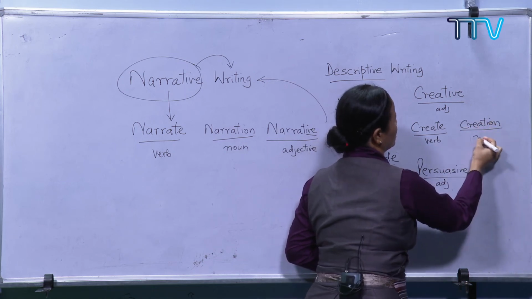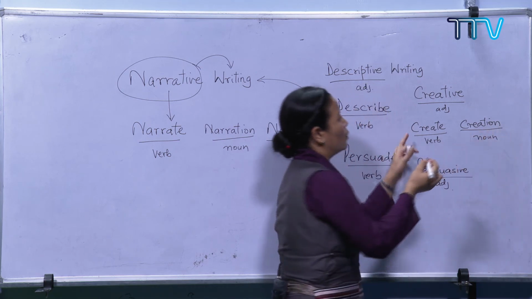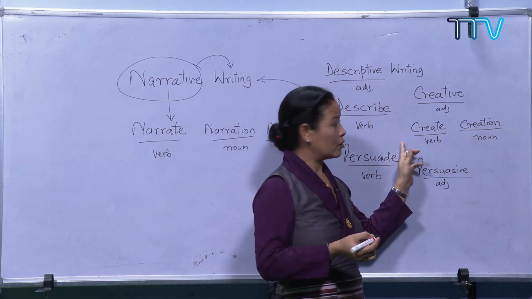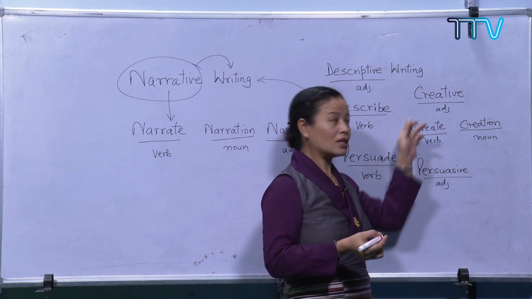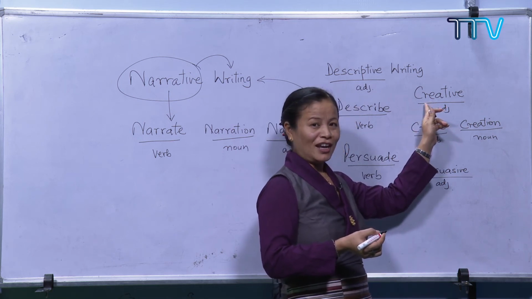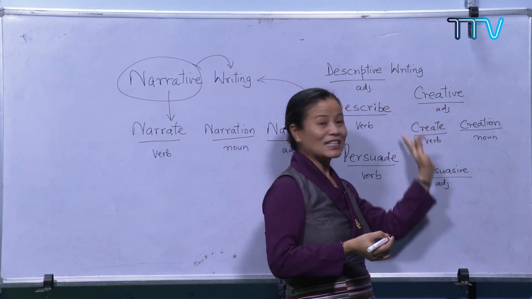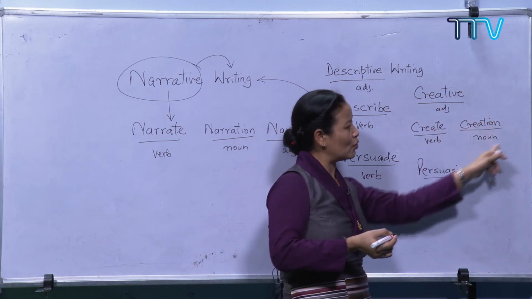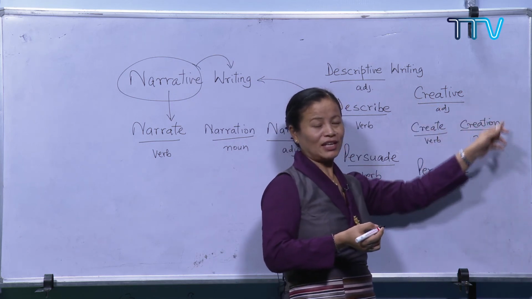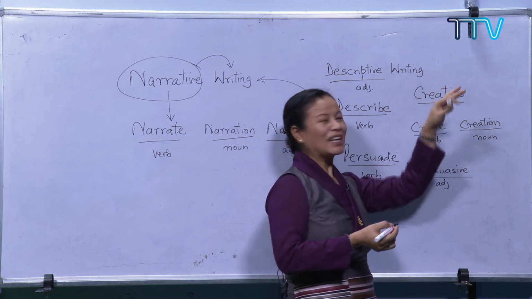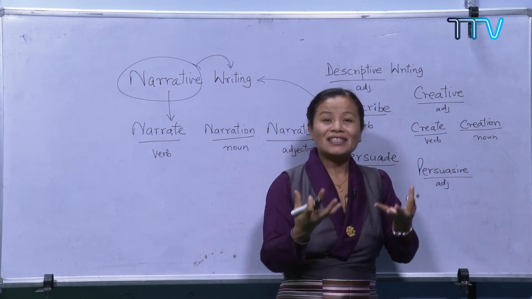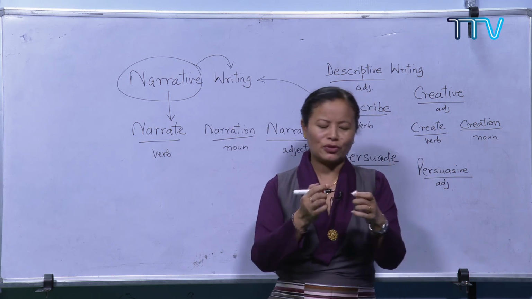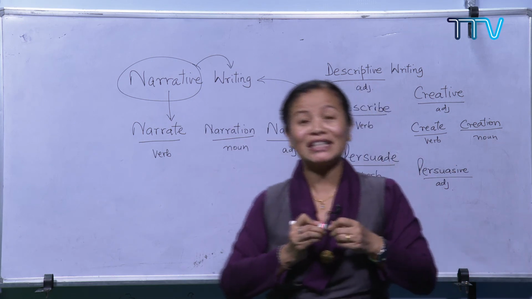This is noun. When you create something, this is verb. When you are creating something, you are being creative, and the result of this act of creating something is your creation. What you get is the creation. So, what sort of writing is this? Creative writing, in which you create. It has a lot to do with your imagination. You are creating something.